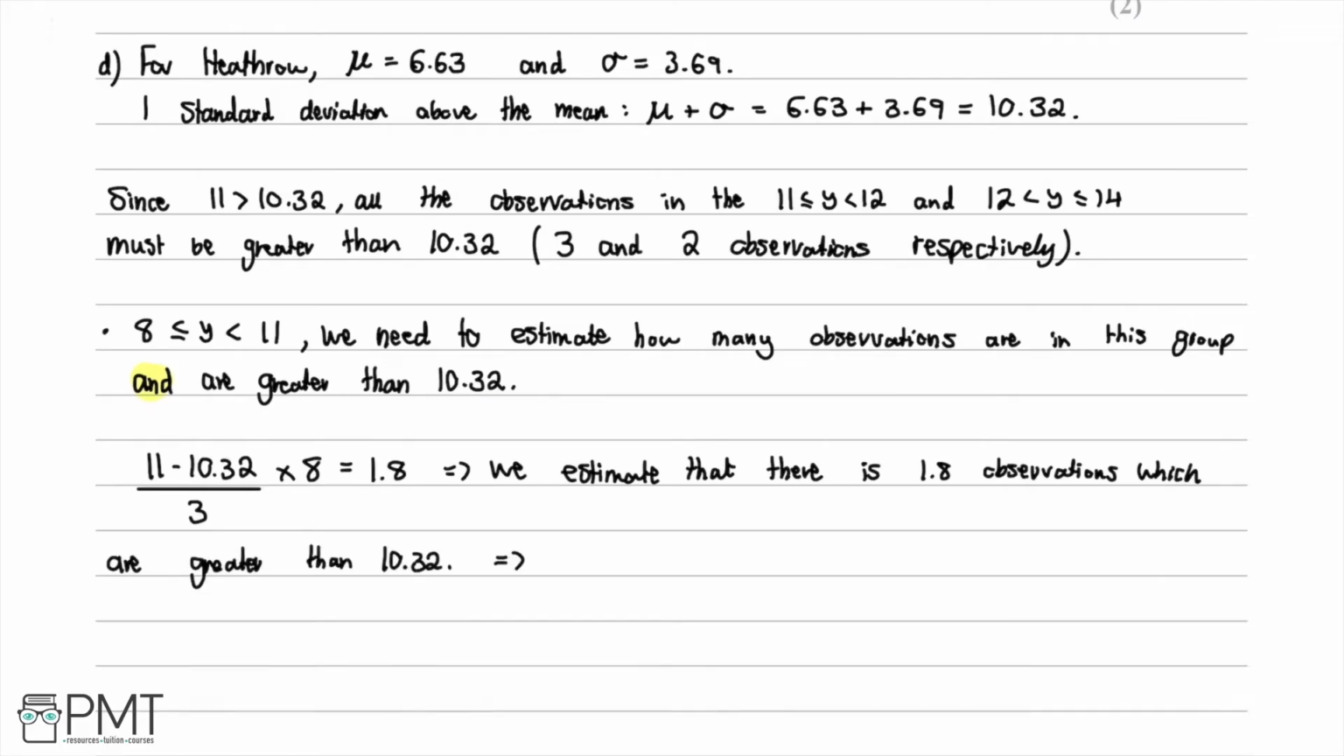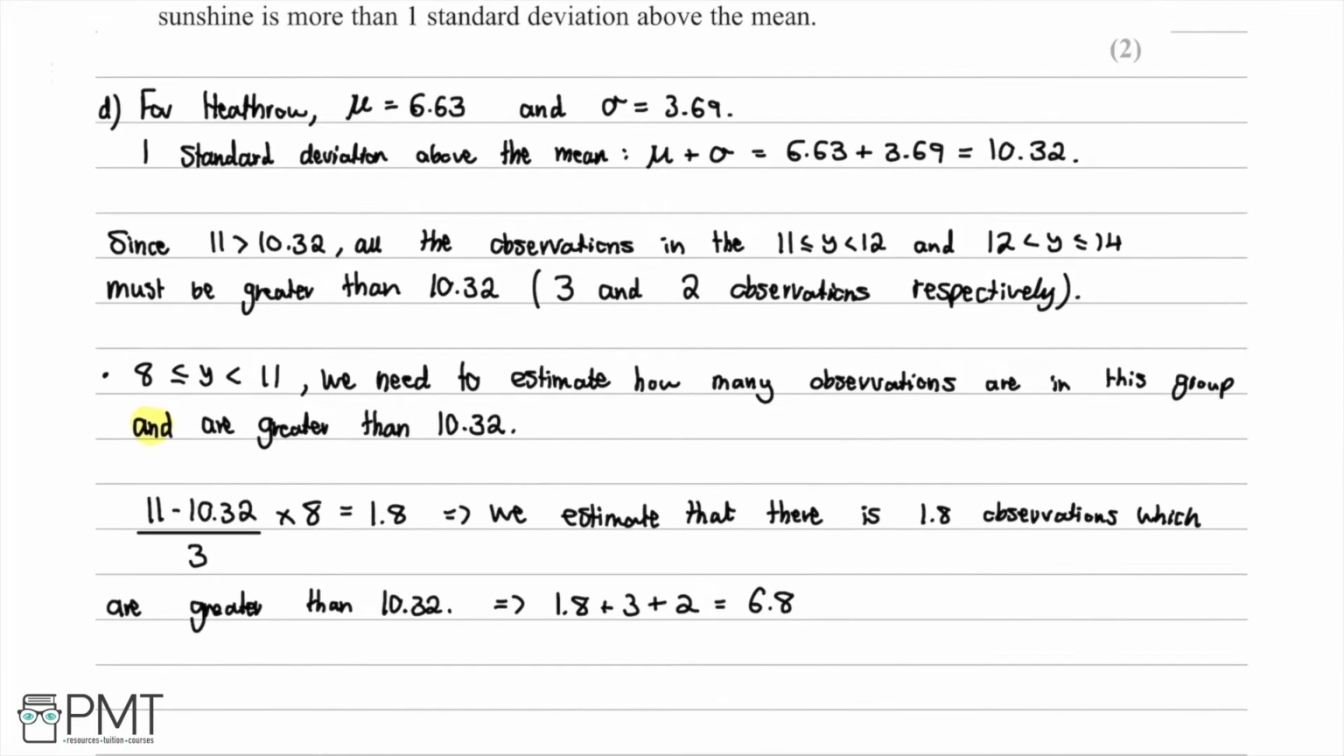So our total number of observations is going to be 1.8 plus 3 plus 2, recalling that 3 and 2 came from the other intervals, 11 to 12 and 12 to 14. So our total is 6.8, and we can round to 7, as this is a whole number of days. So we conclude with 7 days. In this question, there were 2 marks available. We receive our first mark for working out 1.8 using this formula, and our second mark for concluding with the correct answer of 7 days, by adding our observations from the intervals with frequencies of 3 and 2.